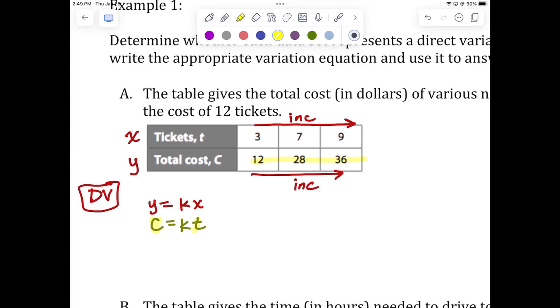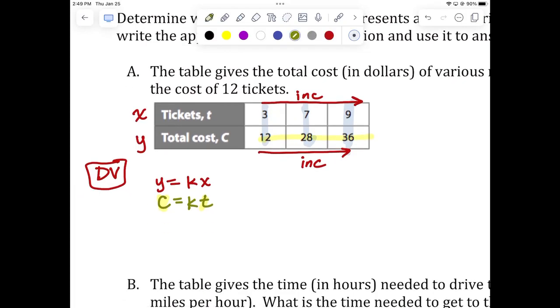Do we have at least one ordered pair from the table? We actually have three ordered pairs, don't we? 3 comma 12, 7 comma 28, 9 comma 36. I can use any one of the three. It doesn't matter which one we use. I already see Aslan's writing down 3, 12. We're going to use it. I want you to be able to tell me which one you're using. So I want you to say "at 3, 12" and put a colon. That tells me you're using the point 3 comma 12 to find k. It's communicating what you're doing.